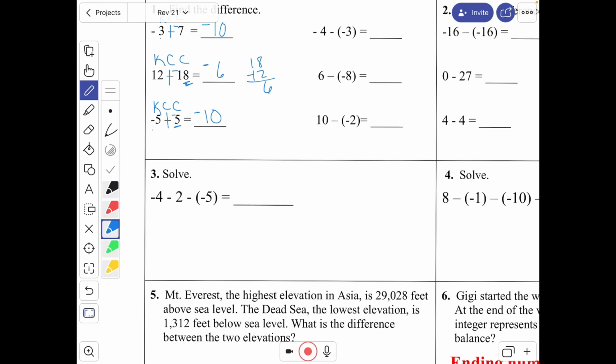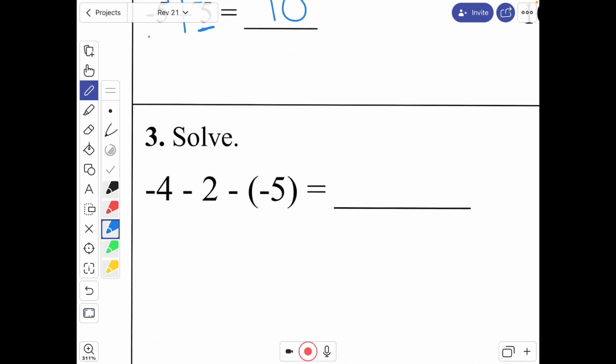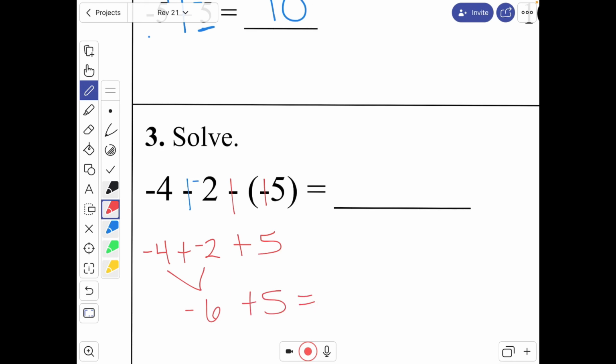Okay, 3 and 4. Remember, keep, change, change. So everywhere you see a subtraction sign, we're going to change it to addition and change the sign behind it. So 2 will become -2. Then change the next subtraction sign, and then -5 becomes +5. -4 plus -2 plus 5. And then you work it out.